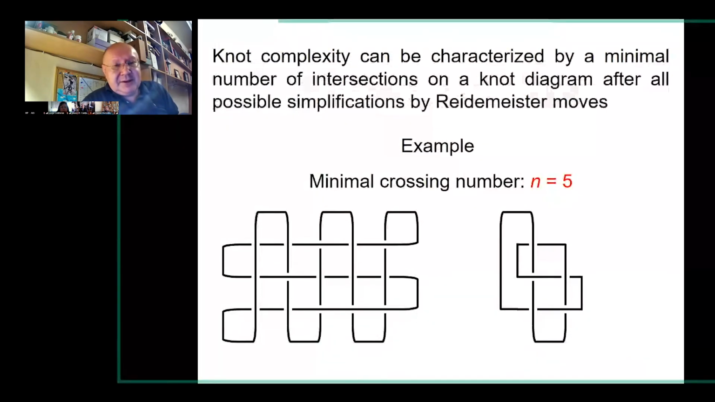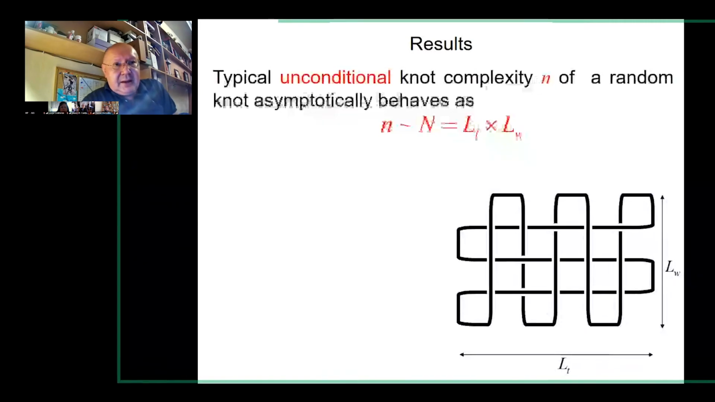And this number of crossings can be considered as a topological invariant. The same quantity can be considered as a complexity for a conditioned configuration as well. Okay. So now, what is the result? If we just have random over-under crossings without any conditions, then knot complexity is proportional to the size of the lattice.